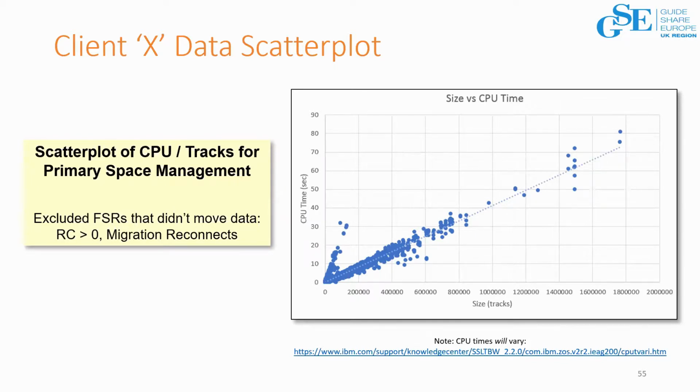The plot shows the data set size versus the CPU time. And it was generated from actual client data using their FSR records. So the FSRs that did not move data, those were removed from the scatter plot. And you can see here that the data is very linear in nature. As the size of the data set grows, the CPU seconds increase at a fairly constant rate. So from this data, you can conclude that migrating large data sets to cloud will result in significant CPU savings.